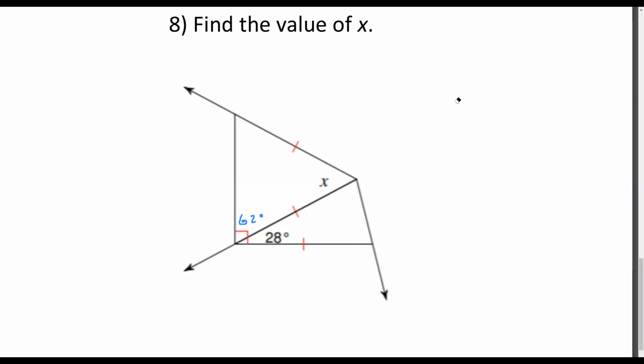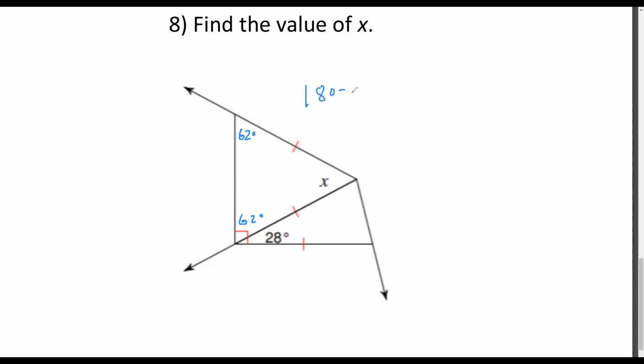Okay, well, again, I'm not trying to get to x in any particular fashion. I'm just filling in what I know. If I know this is 62 degrees, then by the Isosceles Theorem, opposite angles of two congruent sides are also congruent. That makes this 62 degrees. Well, if I know that's 62 degrees, then I know these all add up to be 180.